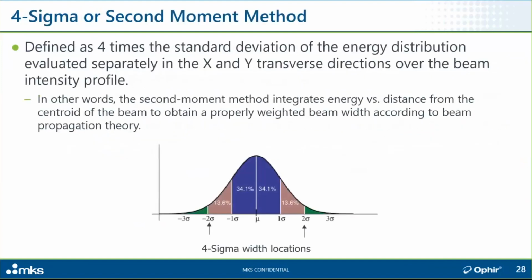First up is the 4 sigma or second moment method. This is defined as 4 times the standard deviation of the energy distribution. This is evaluated separately in the X and Y transverse directions over the entire 2-dimensional profile. In other words, the second moment method is integrating the energy over distance from the centroid of the beam, which obtains a properly weighted beam width according to beam propagation theory. It's the only method that actually does this, so there are some big computational benefits, and it impacts a lot of other calculations to know that it does that correctly.